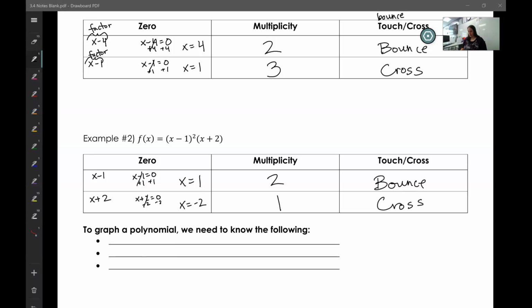So for our first 0, it's x minus 1. Set it equal to 0 and solve. We get x equals 1. The multiplicity on that is 2 because it occurs twice. And 2 is even, so it's going to bounce. The second one is an x plus 2, so we set it equal to 0 and solve it to get x equals negative 2. The multiplicity on that is a secret 1. Remember, if there's no number written there, it's a 1, which is odd, so it's going to cross.